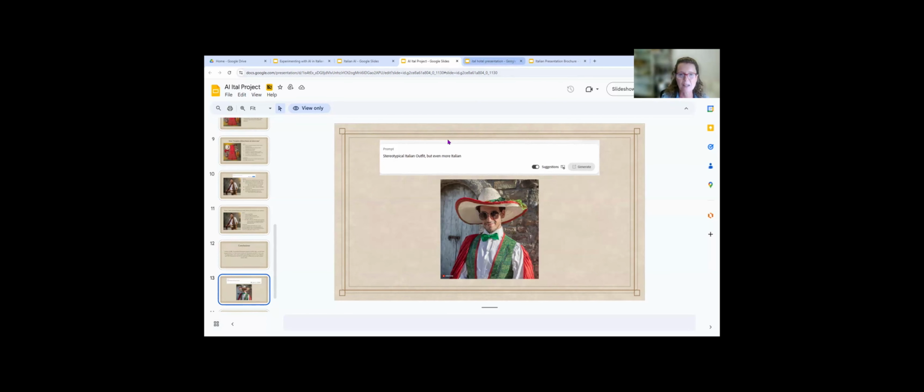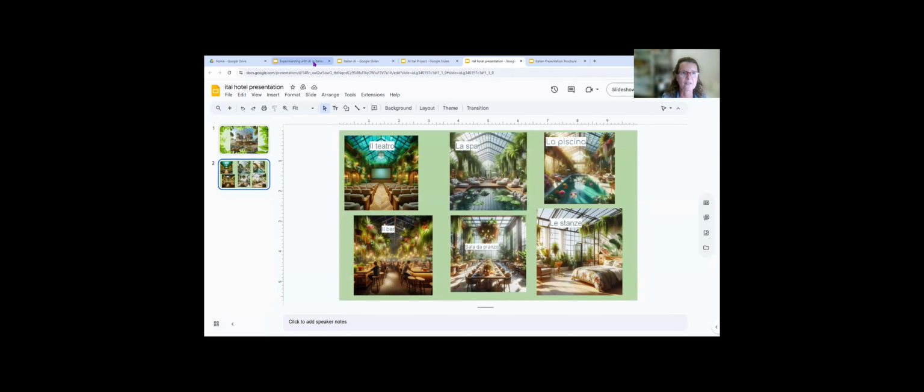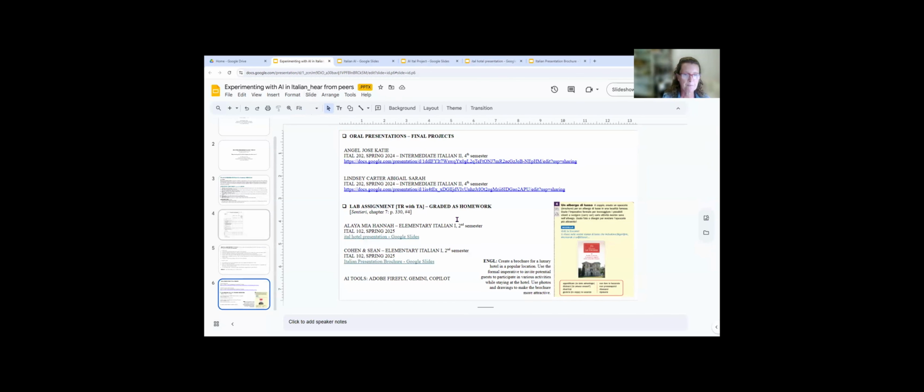And this is a lab assignment that I gave them, starting from a prompt from the book Sentieri, the Italian textbook that we use. The exercise asked to create a brochure for a luxury hotel in a popular location, use the formal imperative to invite potential guests to participate in various activities while staying at the hotel. Use photos and drawings to make the brochure more attractive.